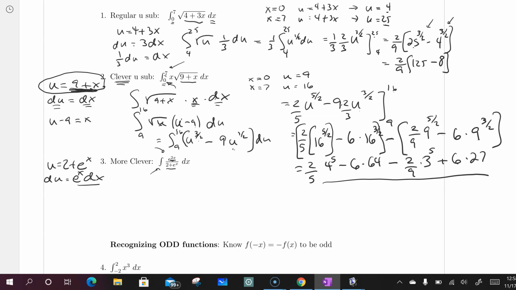Okay, so remember, I need to take this out in order to get this in. So I'm going to take my time. I'm going to rewrite e to the 2x as e to the x times e to the x.